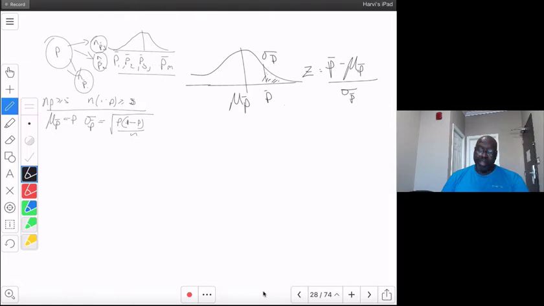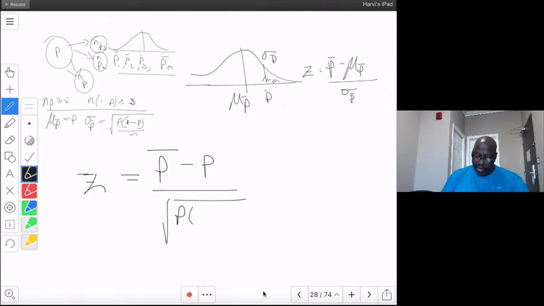We could rewrite this as z is equal to p bar minus p, so that's the population proportion, divided by the square root of p times 1 minus p over n. All right, and that's our z value right there. And we could do all the fun things with the normal distribution that we want to do.